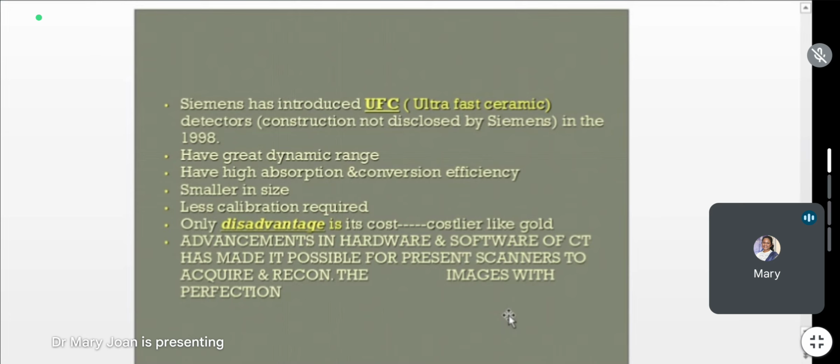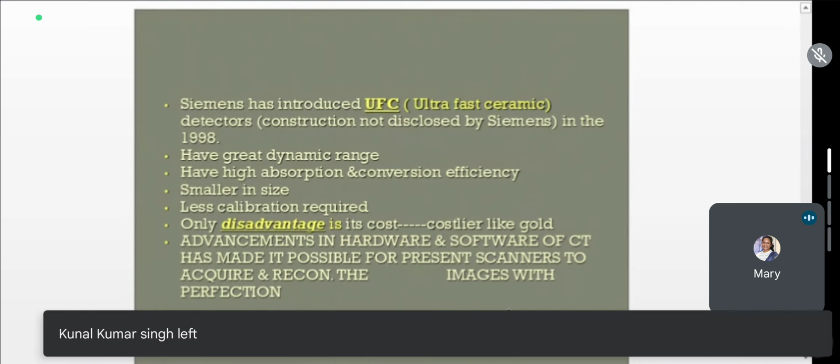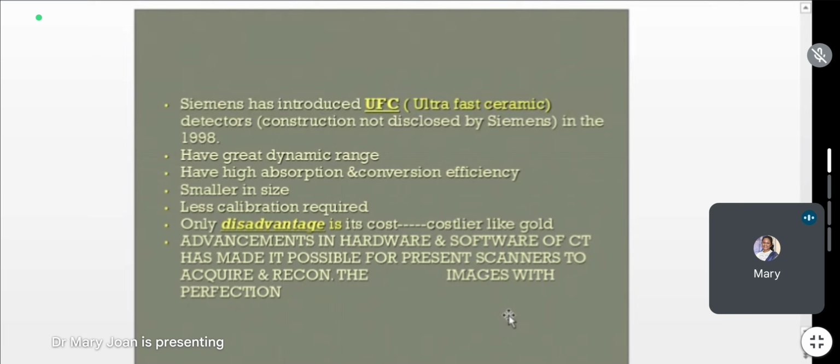So these ultra-fast ceramic detectors enable better image acquisition as well as better heat dissipation, at a cost actually, and the dynamic range is higher, and the absorption and conversion efficiency of the detector material is better, and the total size could be smaller and the calibration could be relaxed. The very strict calibration protocols which need to be followed to acquire good quality images could be relaxed while using these ultra-fast ceramic detectors.